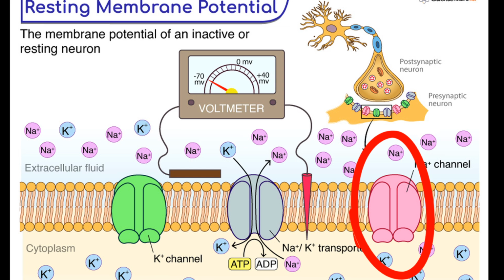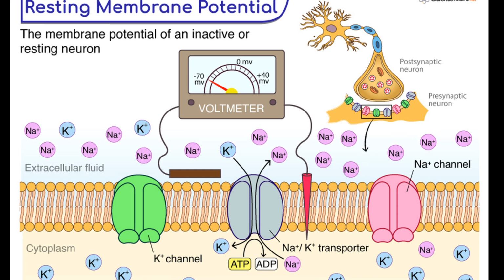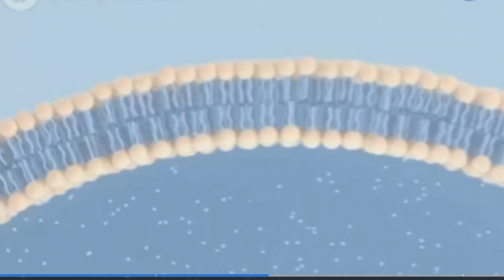Some ion channels are always open, allowing a constant trickle of ions to pass through, while others are gated, meaning they open and close in response to specific signals. Among the most important ion channels are potassium channels, which allow potassium ions to flow out of the cell, and sodium channels, which allow sodium ions to flow into the cell. The movement of these ions is driven by both the concentration gradient and the electrical potential difference across the membrane.